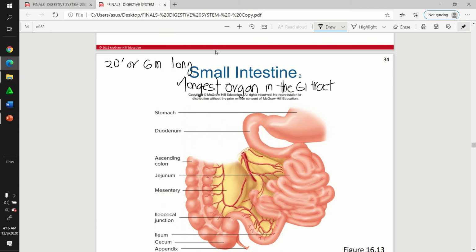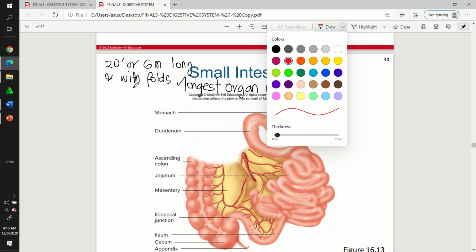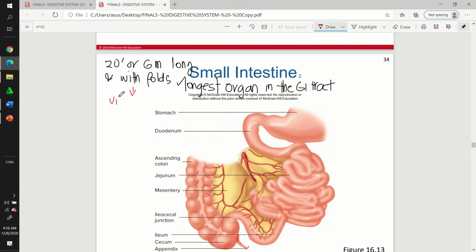6 meters long, and with folds. And these folds are called your what? It is called your villi.